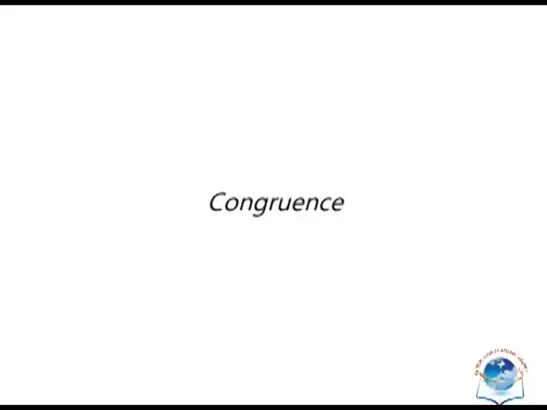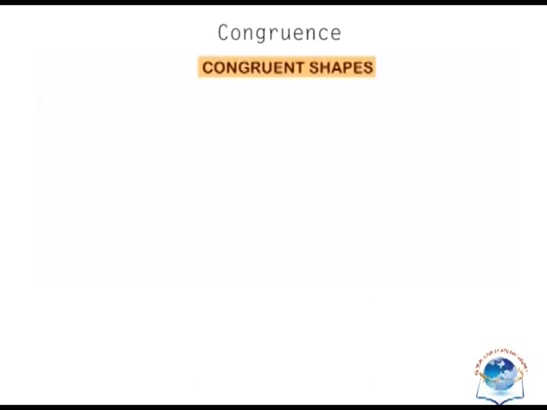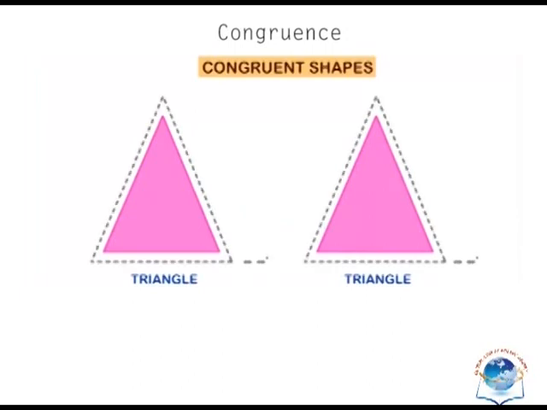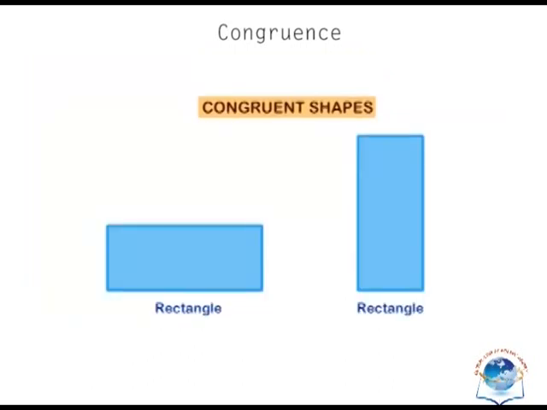Now, congruence. Congruent means having the same measure. Figures are congruent if they have the same size and shape. The 2 triangles are congruent. They are both triangles of equal size and shape. Two congruent shapes may have different orientation, but will be able to fit together perfectly.